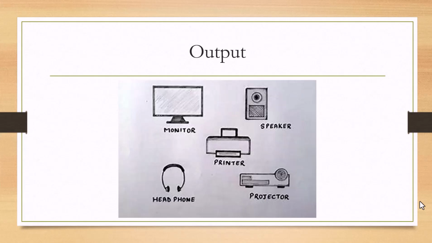The output devices are mentioned on the screen. First one is the monitor. The monitor displays images on the screen to the user. Another output device is the speaker. The speaker produces sound to the user. The printer produces hard copy documents.